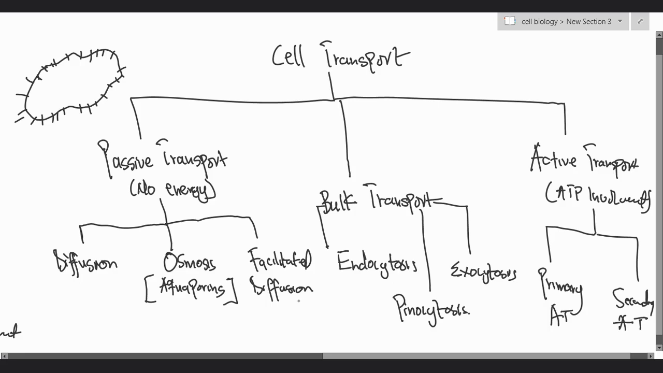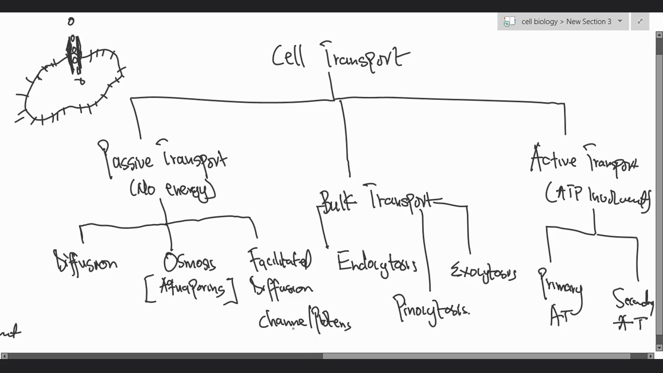Now, when we talk about facilitated diffusion, the word facilitated means help. So it's a form of diffusion, but this time around, it's a protein facilitating the diffusion. These proteins are called channel proteins, or you can call them channels. They allow the substances to specifically pass through those channels so that they can get inside the intracellular compartment. So that is the facilitated diffusion.